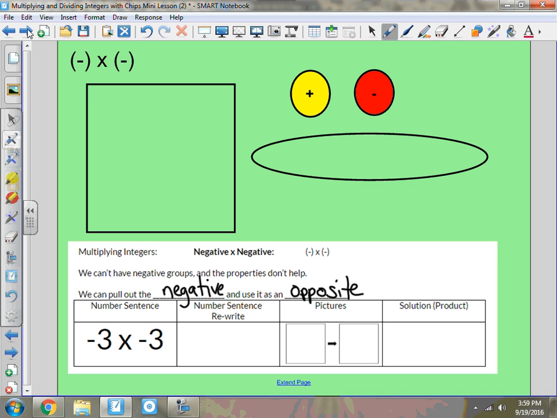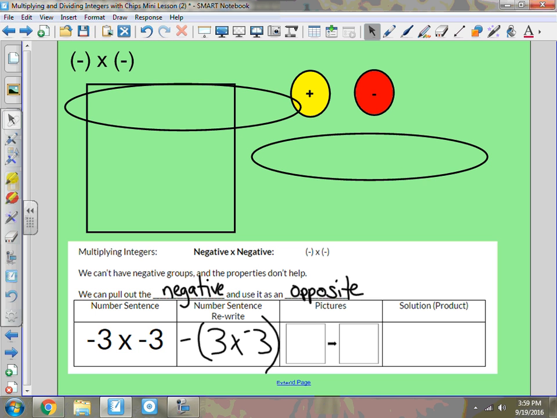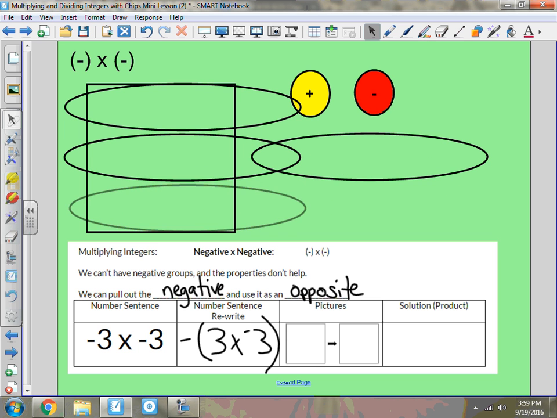So what we're going to do now is I'm going to take out the negative in my number sentence rewrite, and I'm going to use giant parentheses for the whole problem and put it right the same way inside those parentheses. And now it's almost like I'm just going to do the problem and ignore that opposite for right now. We'll come back to it, but on my big square right there, I'm going to be solving 3 groups of -3 now. So I'm putting in my 3 groups, and then in each circle, I'm going to put 3 negative chips.